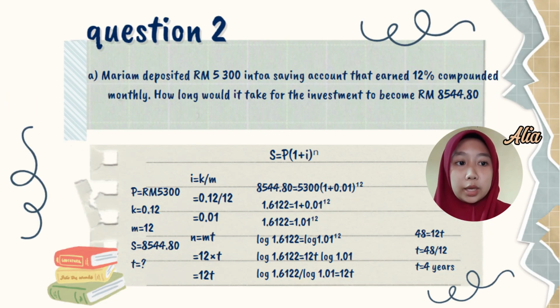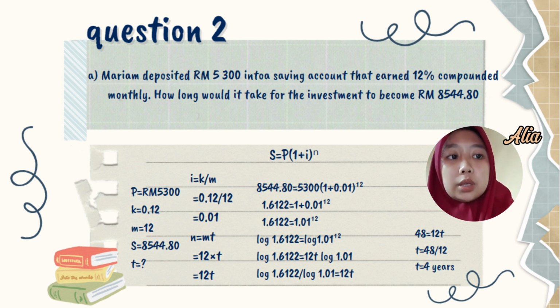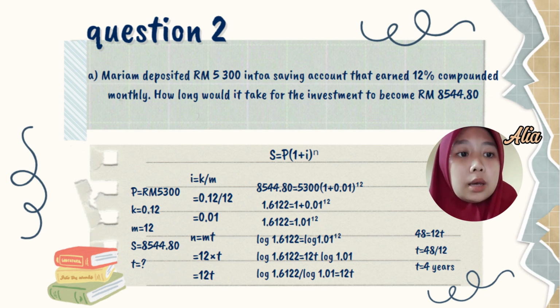For question number 2A, Mariam deposits RM5,300 into a savings account that earns 12% compounded monthly. How long will it take for the investment to become RM8,544.80? So for the formula, we use S equals P in bracket 1 plus I to the power of N. For P, RM5,300, K equals 0.12, M equals 12, S equals 8,544.80. So we have to find T.